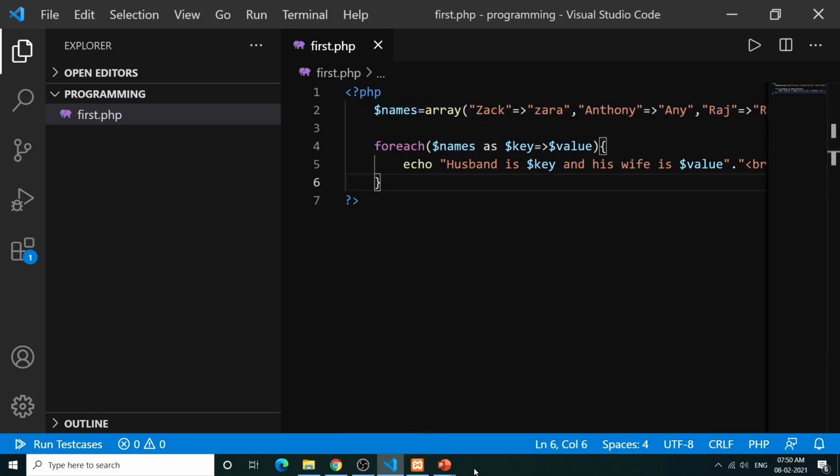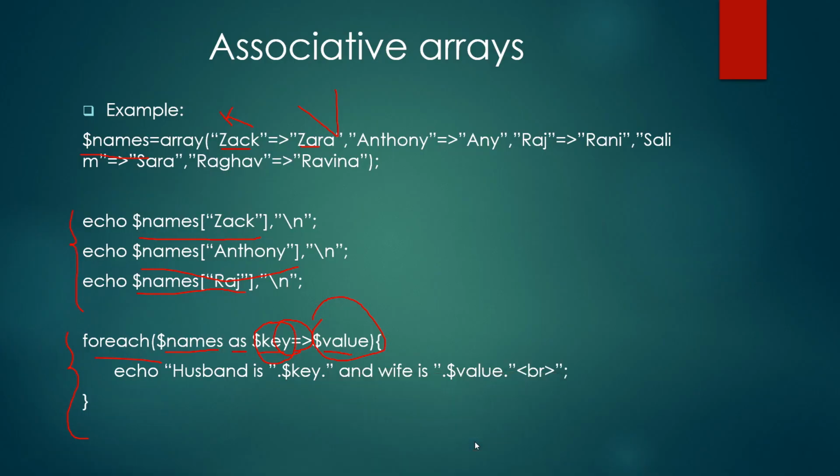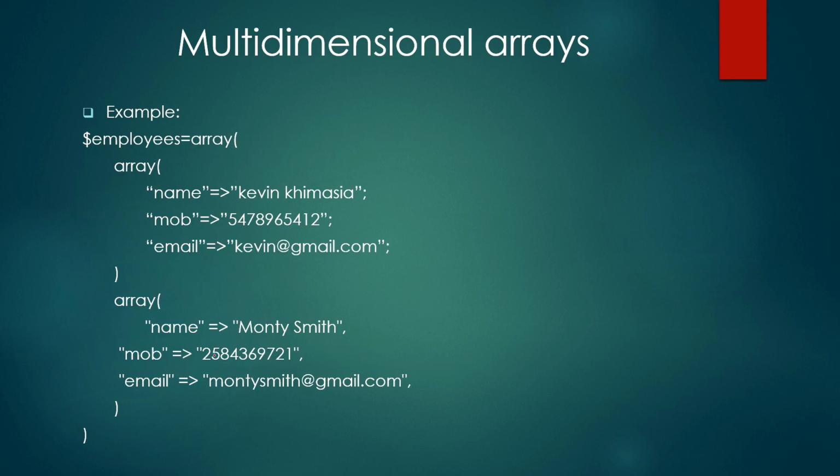Now let's learn how to traverse a multi-dimensional array. Here I have directly taken an example. I have an array called employees, which is a two-dimensional array, and here I'm storing the name, mobile number and email of my employees. This is the details of my first employee, this is the details of my second employee, and like this I can have multiple employees.